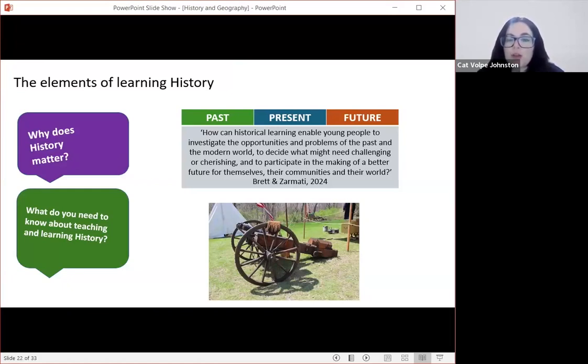I'd like to read out a quote. How can historical learning enable young people to investigate the opportunities and problems of the past and the modern world, to decide what might need challenging or cherishing, and to participate in the making of a better future for themselves, their communities, and their world? I think this is a great quote because it really ties in the past, the present, and the future. History isn't just about the past. It's also about what's happening now and how we can move forward into the future.